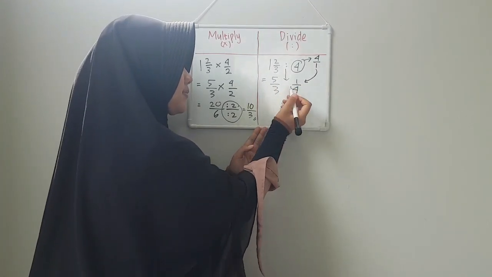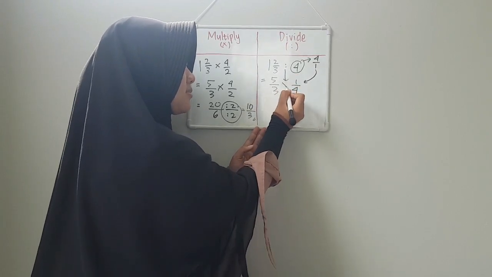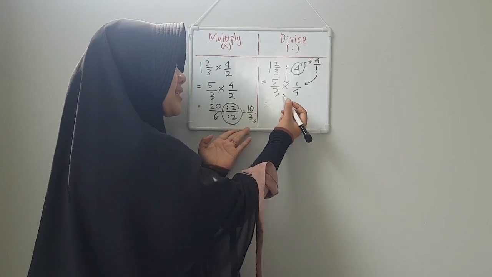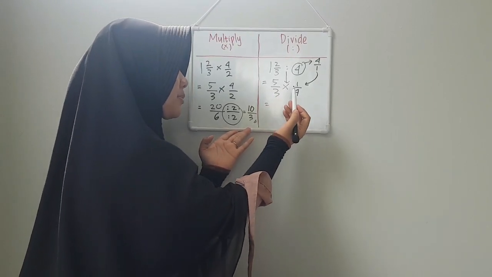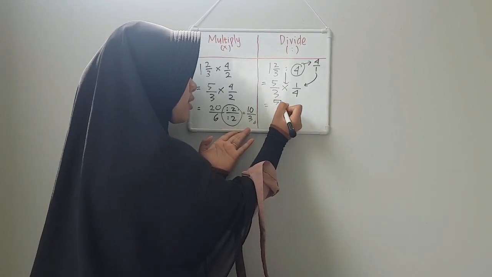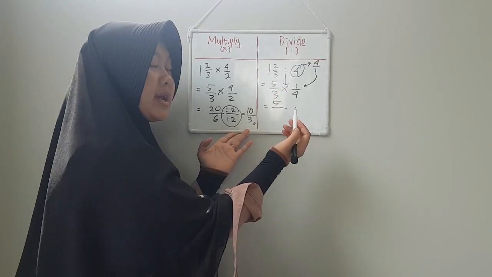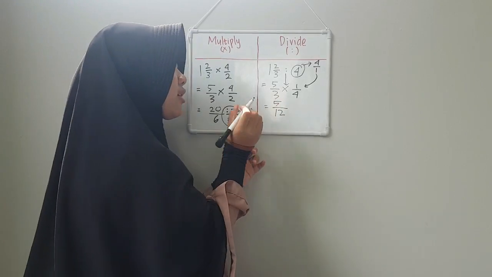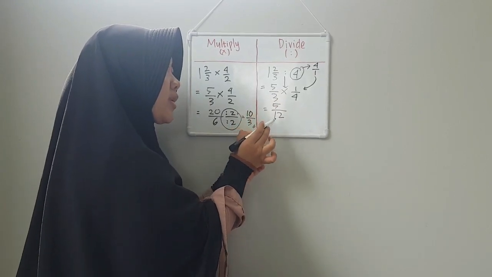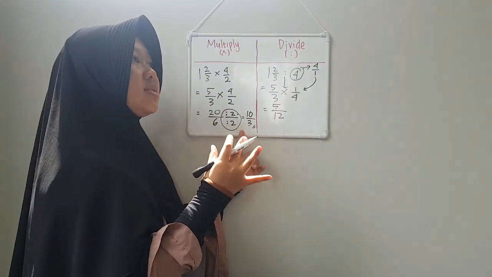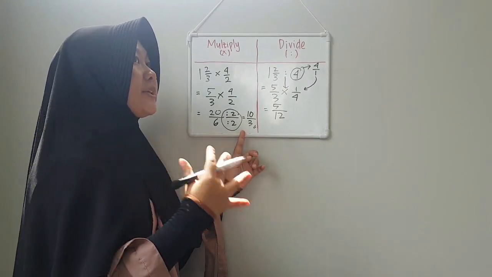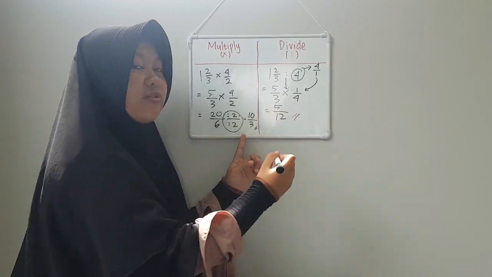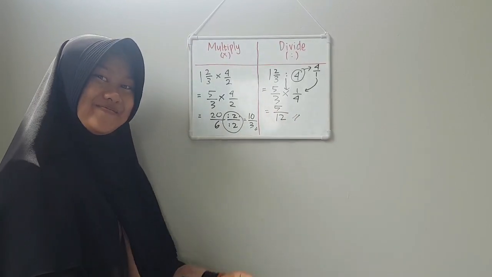Also this division becomes multiplication, and the answer is 5 multiplied by 1 is 5 over 3 multiplied by 4 is 12, and 5 over 12 is simple, and we cannot simplify it again, so the result is just 5 over 12 like this.